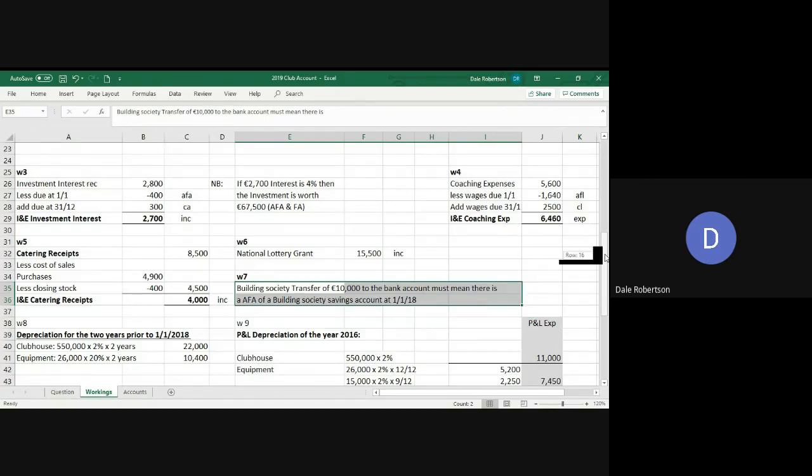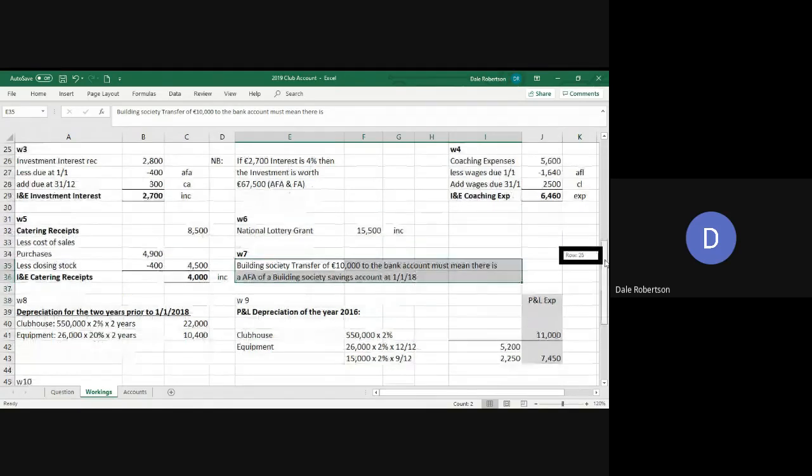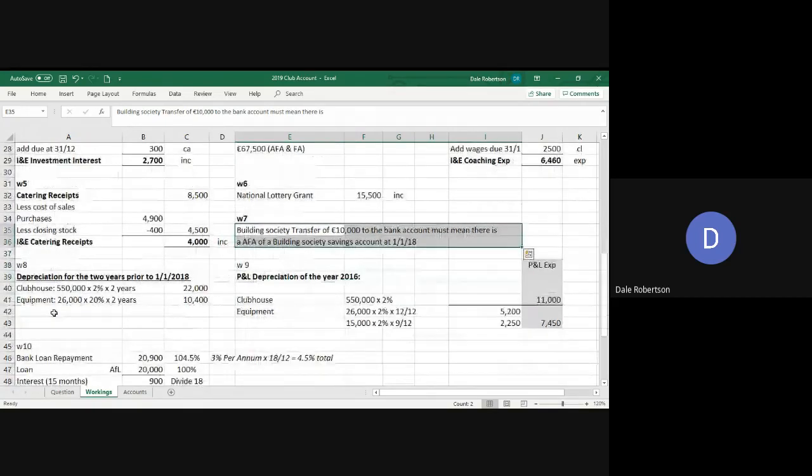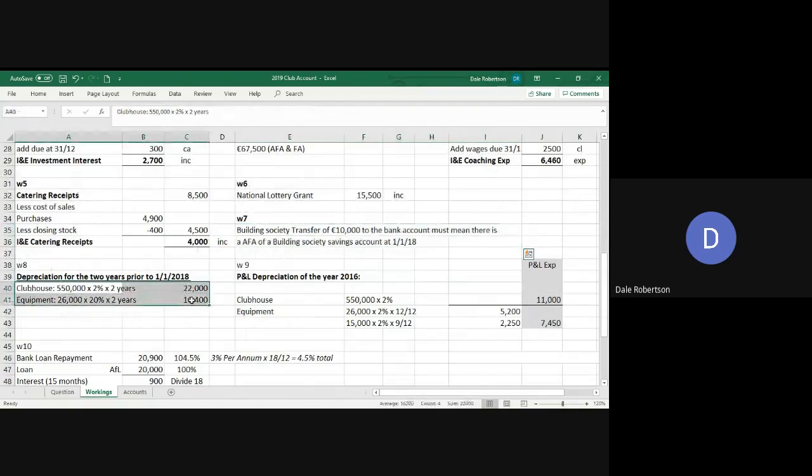Now, then we're on to working 8, which is our depreciation. Now, there is depreciation for the 2 years prior to this year. And how do you calculate that?